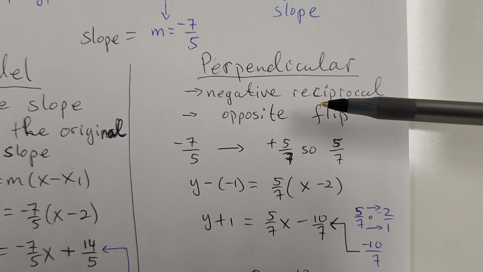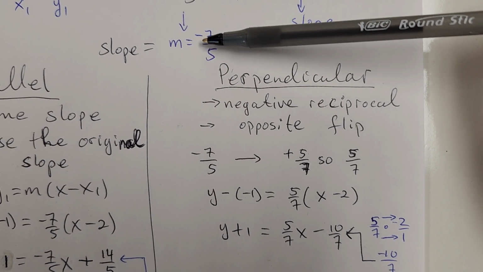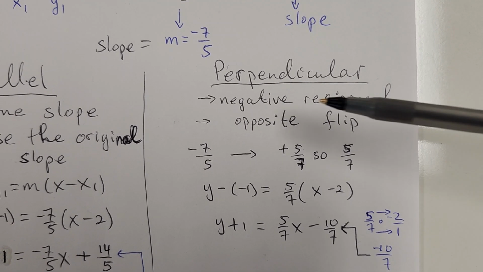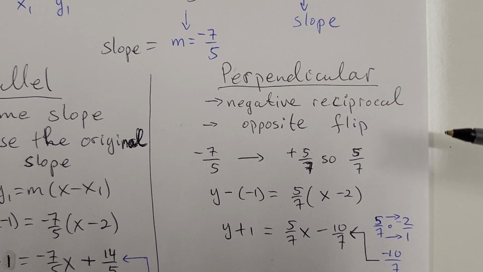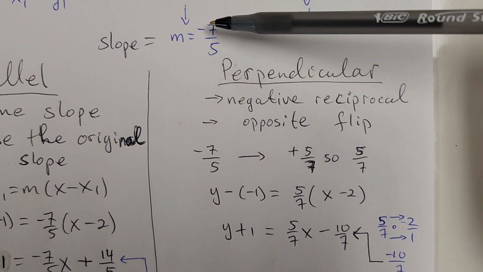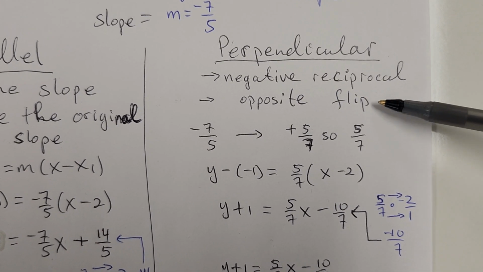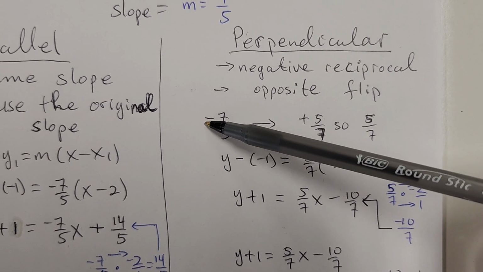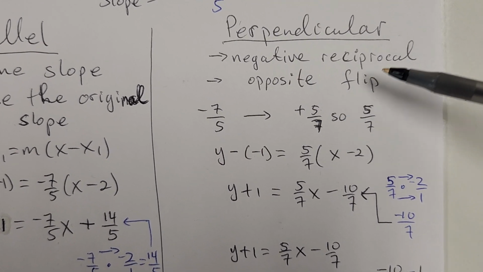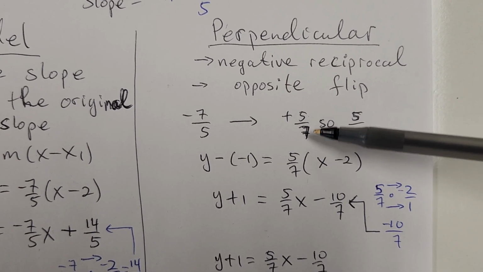Okay, so one more time. To be perpendicular, you will use the original slope, but opposite flip, or the correct way to say, negative reciprocal. Reuse negative 7/5. Opposite means negative becomes positive, or positive becomes negative. Then the second word, you will flip the 7/5, and that becomes 5/7.